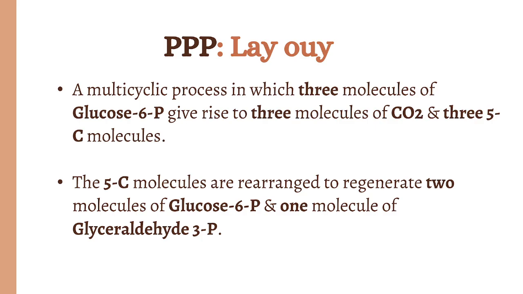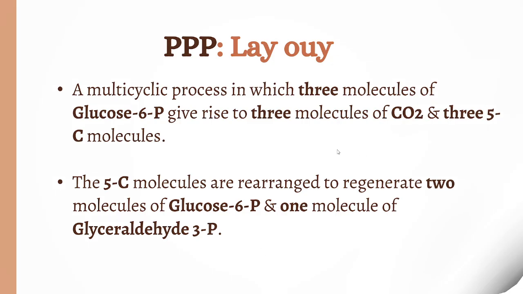The general layout of the pentose phosphate pathway is that it is not straightforward like glycolysis. It is not linear. However, it is multicyclic. We start with 3 molecules of glucose 6-phosphate. In glycolysis, our initial substrate is 1 molecule of glucose. But in the pentose phosphate pathway, for one cycle, we start with 3 molecules of glucose 6-phosphate, which will give rise to 2 molecules of carbon dioxide and 3 molecules of 5-carbon metabolites. The 5-carbon molecules will be rearranged to regenerate 2 molecules of glucose 6-phosphate and 1 molecule of glyceraldehyde 3-phosphate.